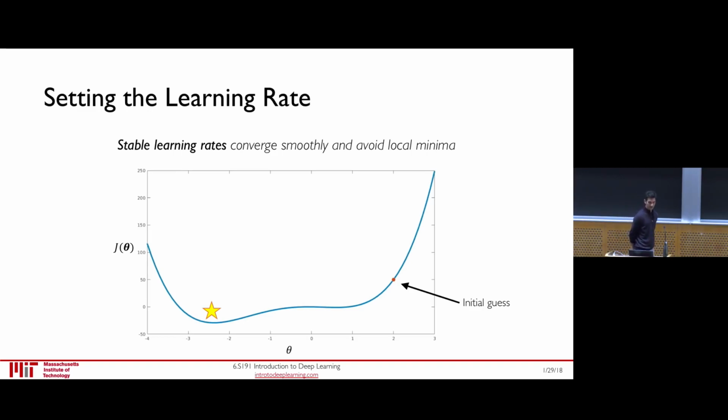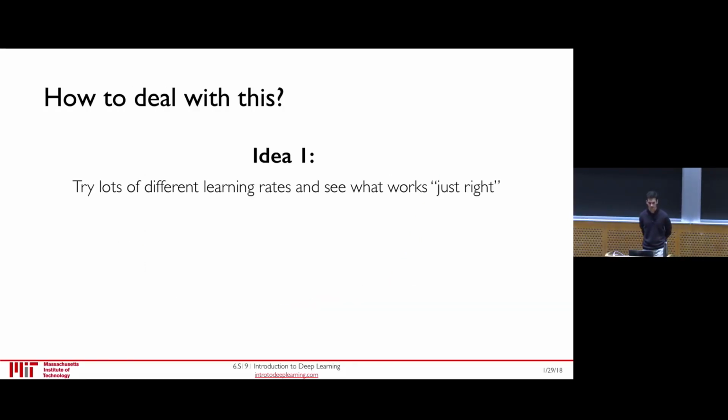Ideally, we want to use learning rates that are large enough to avoid local minima, but also still converge to our global minima. So they can overshoot just enough to avoid some local minima, but then converge to our global minima.